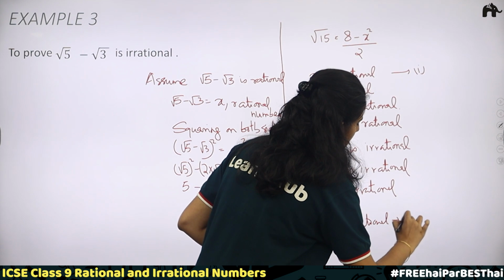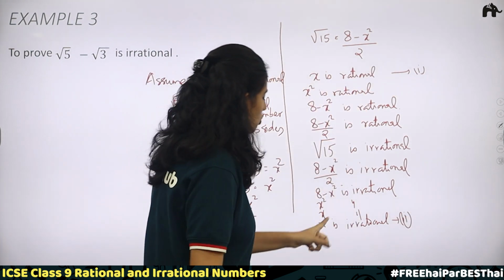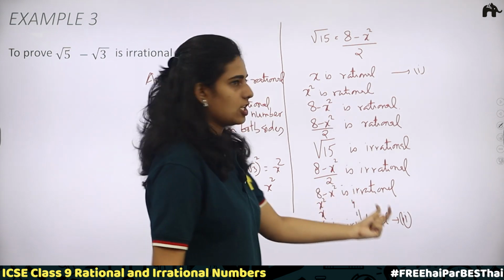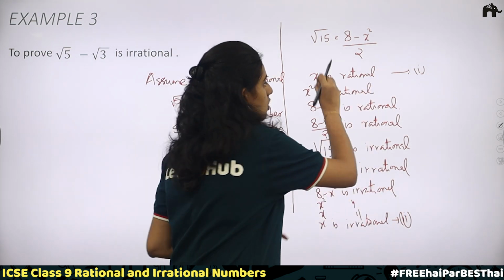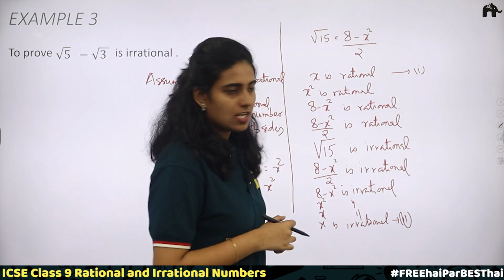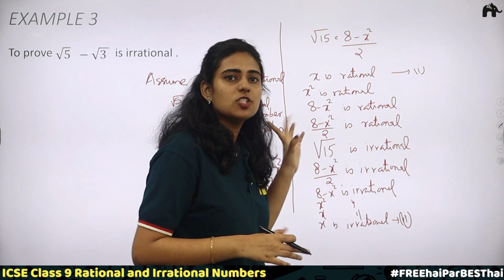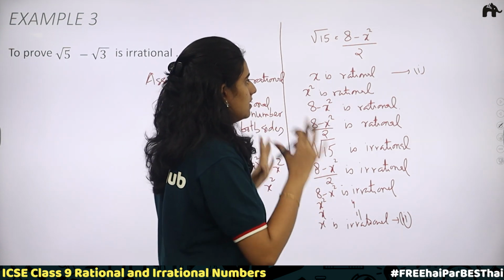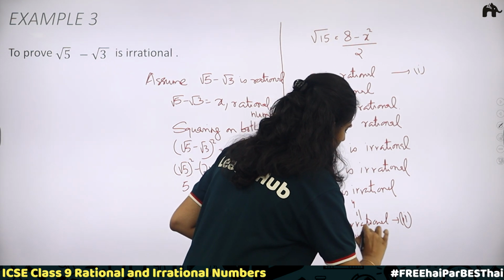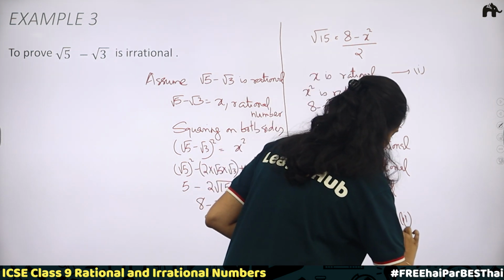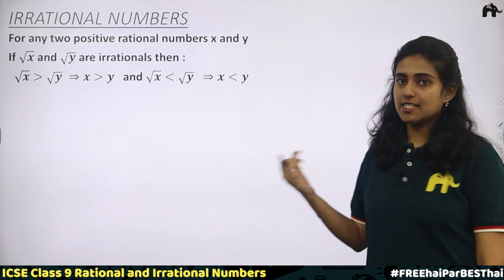So in the first statement, what we have taken is x is a rational number. And in the second, what we are obtaining is x is irrational. So these are two contradictory statements. x cannot be both a rational number and an irrational number. So we are getting a contradictory statement. What does it mean? Our assumption is wrong. Okay, and this is the proof that root 5 minus root 3 is irrational. Let's now understand irrational numbers in detail.